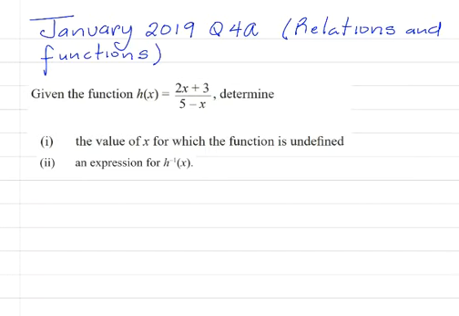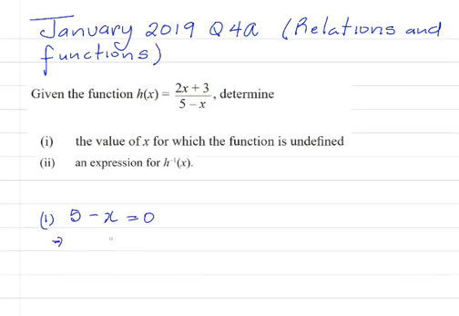All right. Whenever this question is asked, what you should do is equate the denominator of the function equal to 0 and then solve for x. So let's just do that. We're going to say 5 minus x is equal to 0.